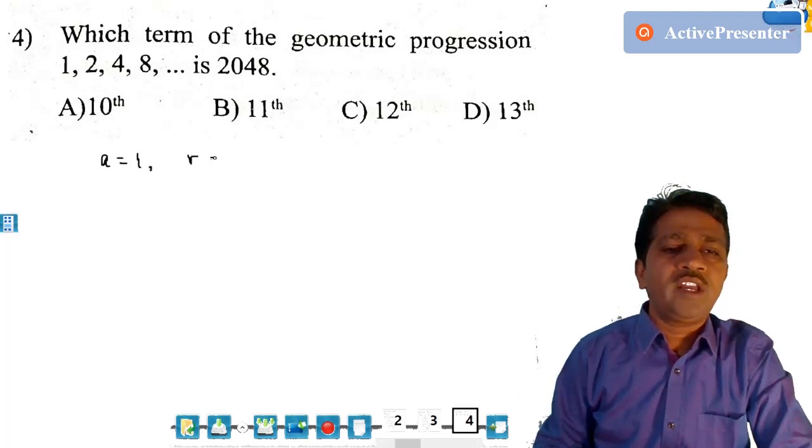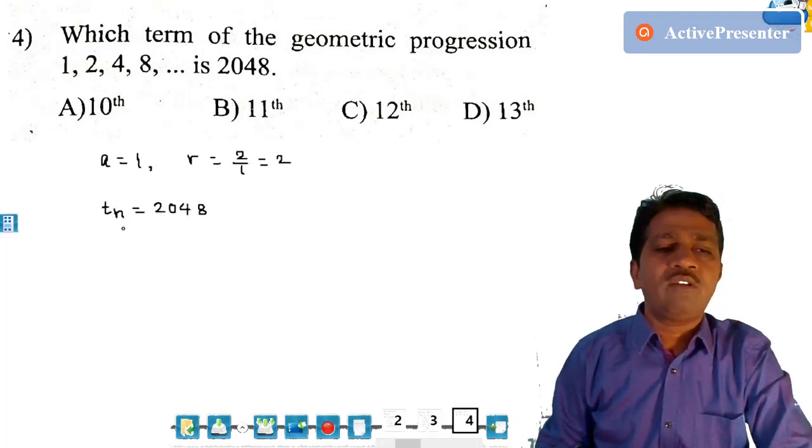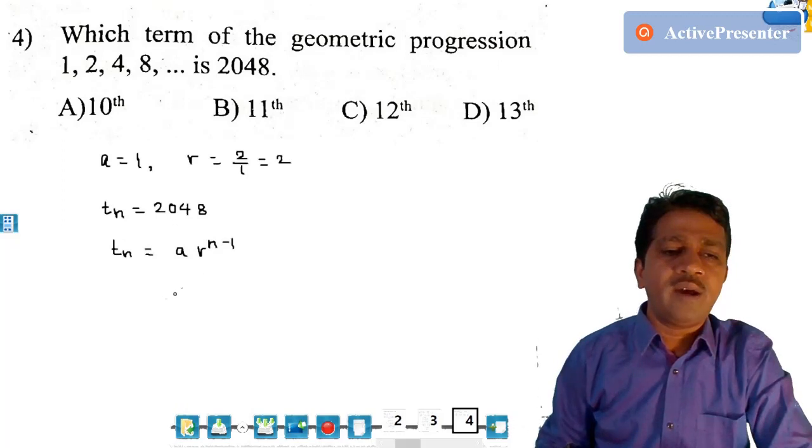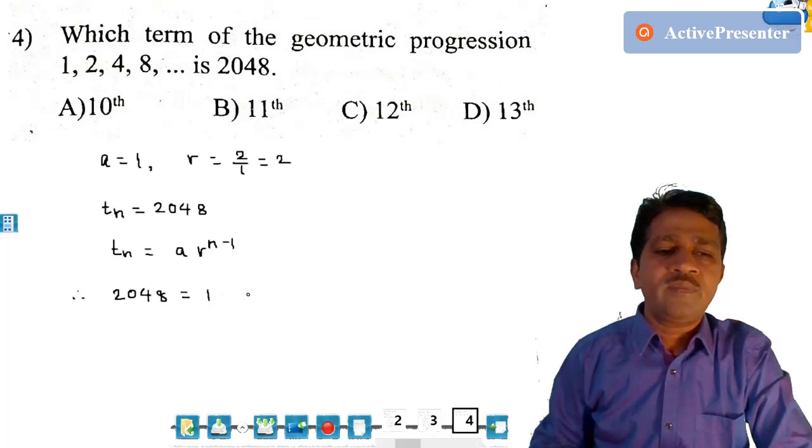The common ratio can be calculated as 2 by 1, which is 2. And suppose the given term is the nth term, that is Tn, which is equal to 2048, and we need to find the number of terms, that is, we have to find n. We know the formula for Tn is A into r raised to n minus 1. If I put the value of the given Tn, that is 2048, it is equal to A is 1, r is now 2, and that raised to this n minus 1.